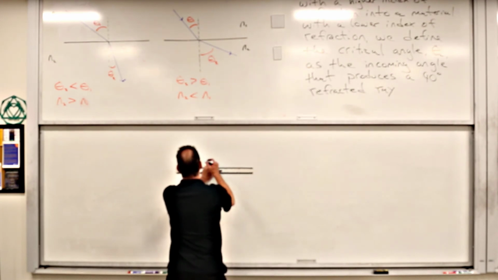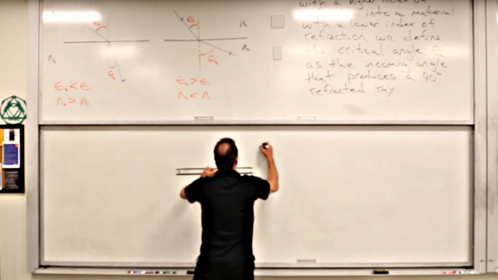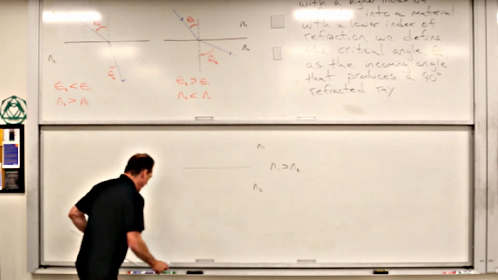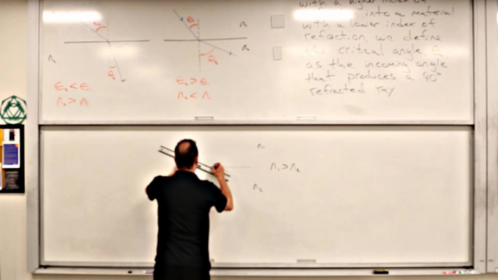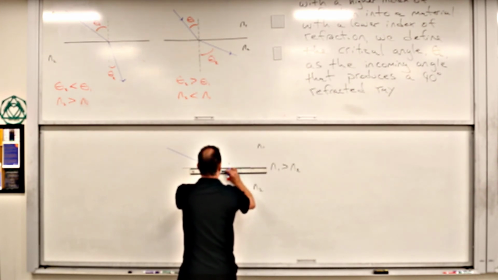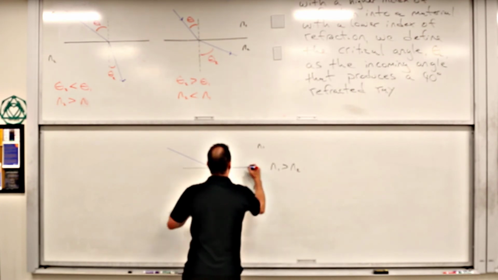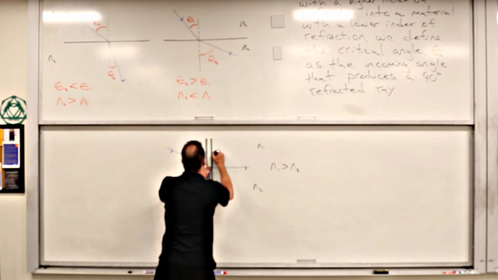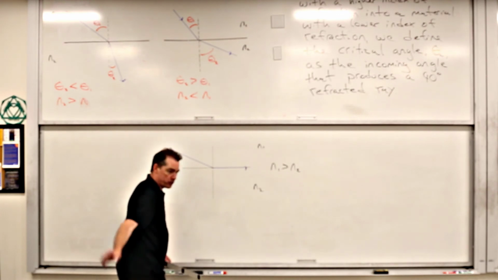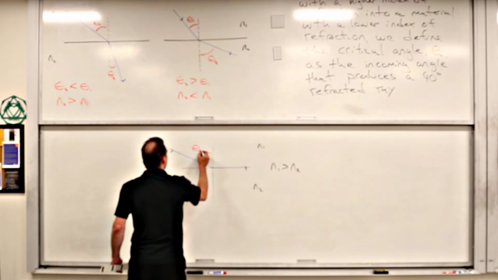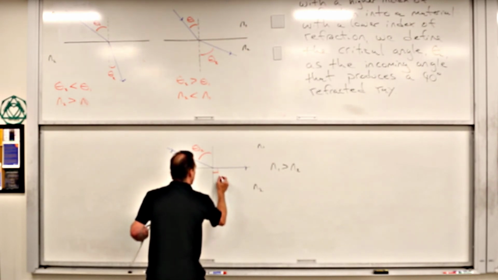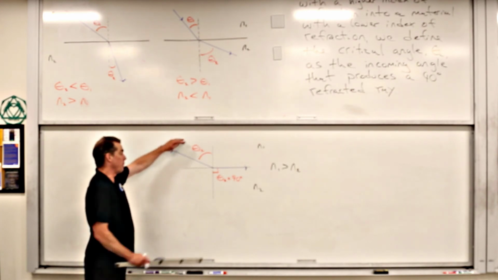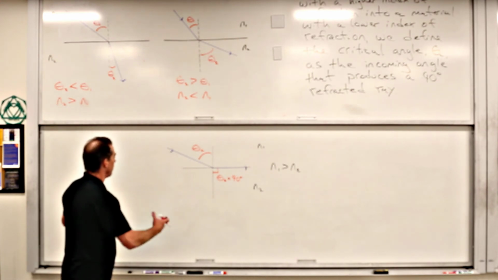So we can take ourselves some material here. Some N1, some N2, where N1 is greater than N2, so we're going from a higher index of refraction to a lower index of refraction, and there will be some angle at which this refracted path travels along the top of the surface. So we've got ourselves this theta sub c, and this theta 2 is equal to 90 degrees. That's the limiting case there. Maximum angle of refraction for a particular angle of incidence is called the critical angle.